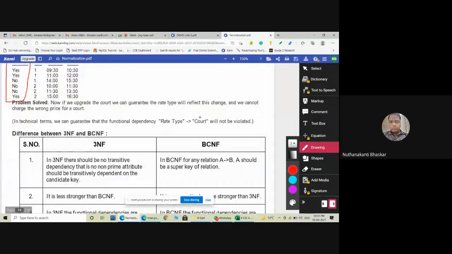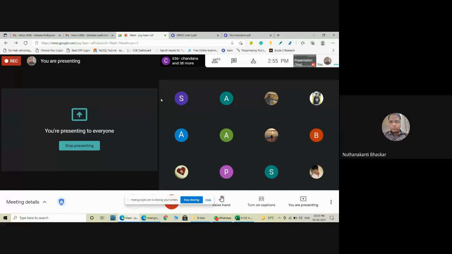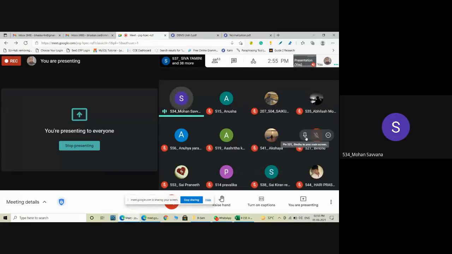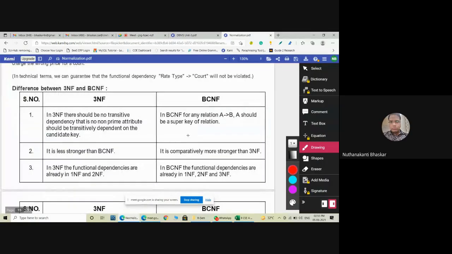Now, coming to the differences. What are the basic differences between BCNF and third normal form? Before going to the differences, are all of you clear about BCNF? Yes, sir. Now, the differences. If you understand this difference also, we can have more knowledge, and sometimes people will ask in your examinations and interviews also.